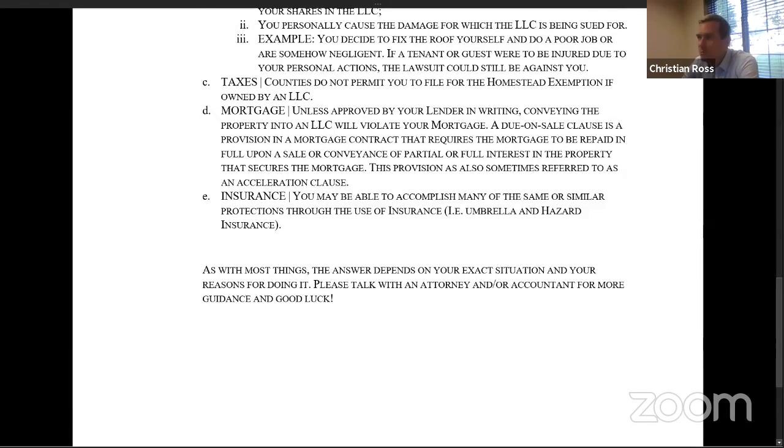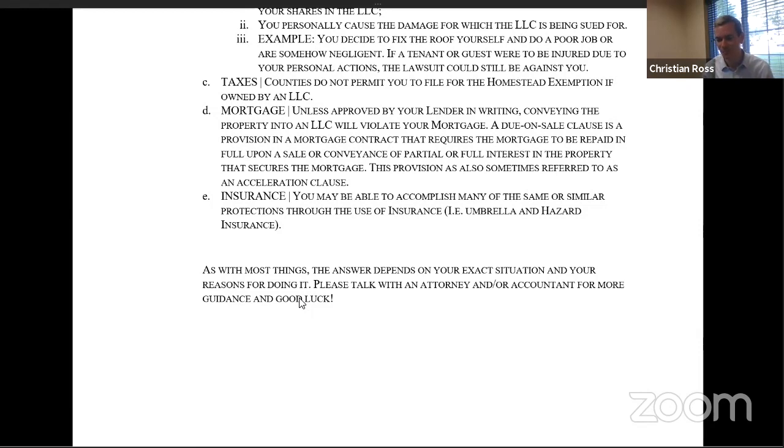The next reason that you may not want to do it is your mortgage. So unless approved by your lender in writing, conveying the property into an LLC will violate your mortgage. It's called the due on sale clause. It's a provision that requires the mortgage to be repaid in full upon a sale or conveyance of partial or full interest in the property that secures the mortgage. This provision is also sometimes referred to as an acceleration clause. This is a big deal, but it's also not.